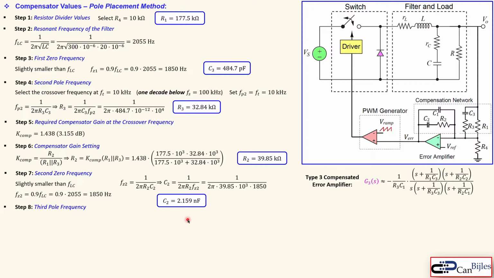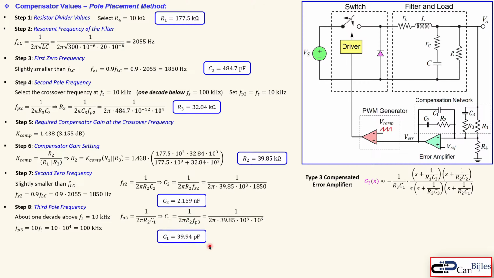Okay, now the next one is our third pole frequency, which is the final one, and it will be taking about 1 decade above the unity gain frequency or the crossover frequency. So that means 10 times the 10 kilohertz, that means 100 kilohertz. Okay, now the FP2, which is the pole frequency here, is given by this, so we can calculate C1 using this expression, and that will give you 39.94 picofarads.